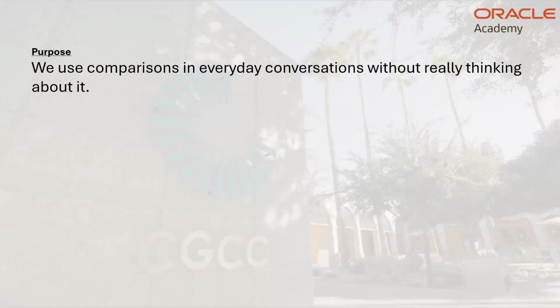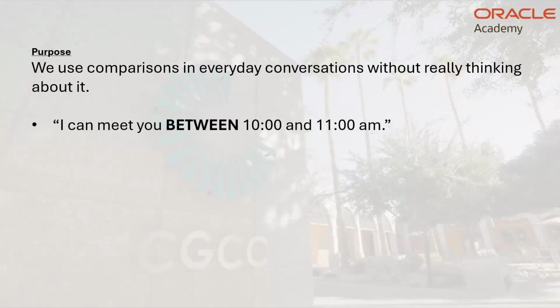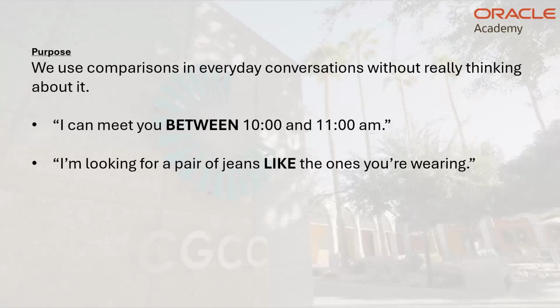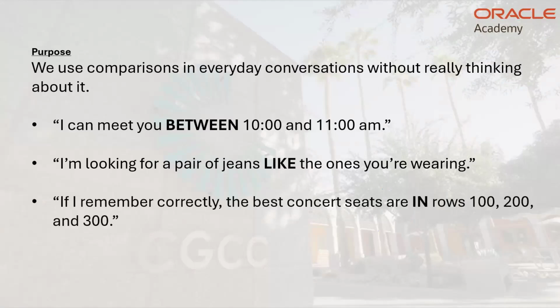So we use comparisons in everyday conversations without really thinking about it. I can meet you between 10 and 11. I'm looking for a pair of jeans like the ones you're wearing. And if I remember correctly, the best concert seats are in rows. So that gives you essentially real life type examples for these particular types of functions or keywords in your where clause.